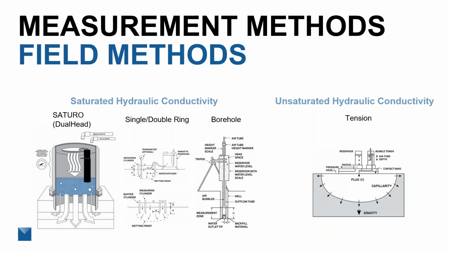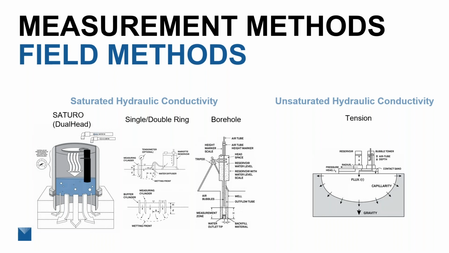Now, when you compare the ring methods versus the borehole methods, one of the other pros and cons between the two is with the borehole, because it's a smaller borehole, we're not covering as large of an area. So we may see some issues with spatial variability. Whereas with the ring style infiltrometer, we can measure over a larger area, which is going to help us encompass some of that spatial variability.